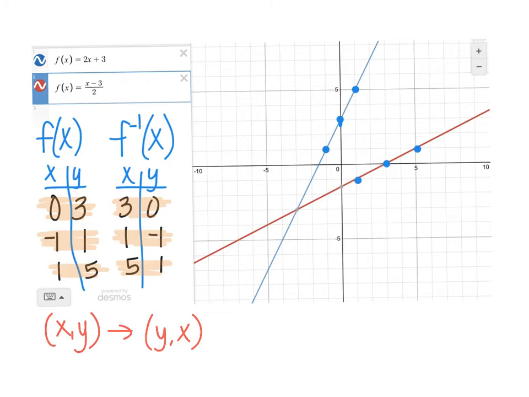Another thing that's kind of cool is to take a look at the slopes of both of these functions. I want you to pause and find the slope of both of those lines, and then see what you notice about their slopes. All right, I'm going to start with my blue line. My slope, it looks like, is up 2 over 1.